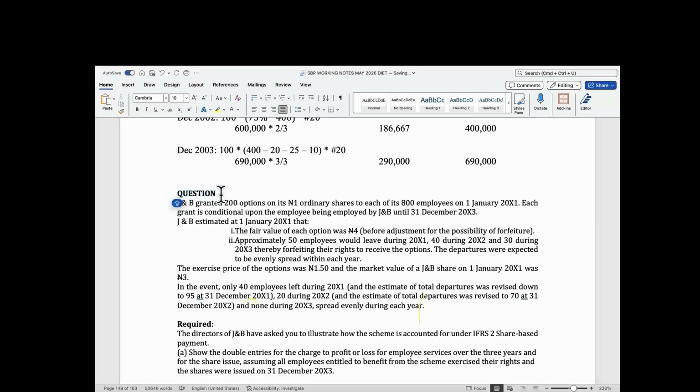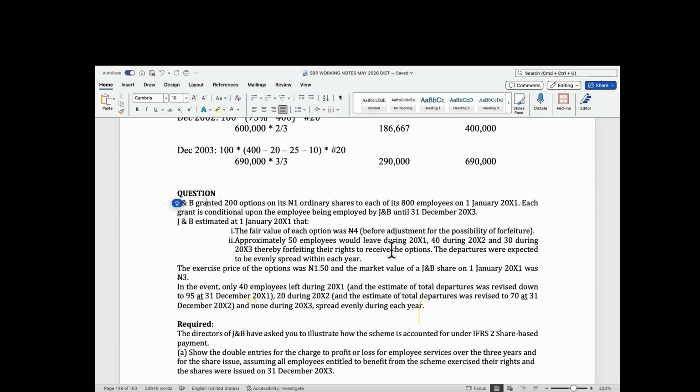So it says J and B granted 200 options on its 1 naira ordinary shares to each of its 800 employees on 4th January 2001. Each grant is conditional upon the employees being employed by J and B until 31st December 2003. J and B estimated at 4th January 2001 that the fair value of each option was 4 naira. Approximately 50 employees will leave during 2001, 40 during 2002, and 30 during 2003, thereby forfeiting their rights to receive the options. The departures were expected to be evenly spread within each year.